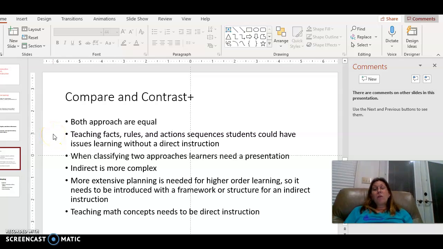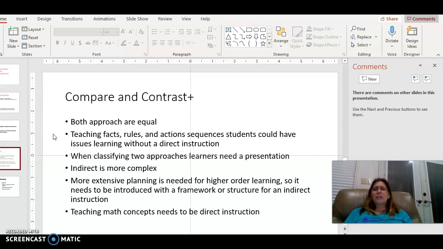Both approaches, I feel, are equal. It just depends on what type of learners you have in your class, which way they learn best. So you just kind of have to get familiar with your students to see which approach would work best for you. You might have to change it from year to year or from assignment to assignment.